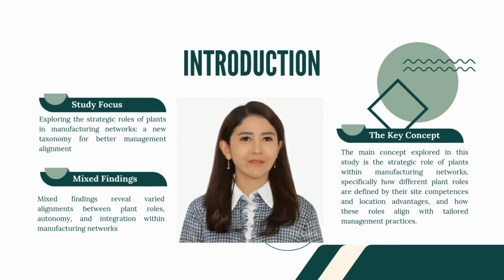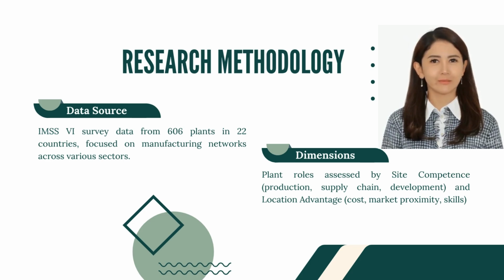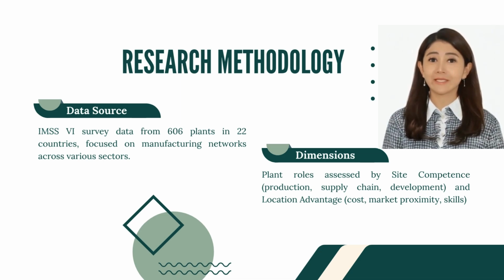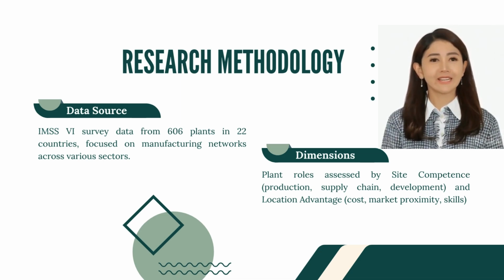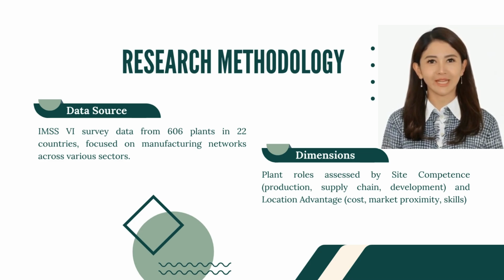Ching and Farouk update Firdau's model, classifying plants based on their capabilities and location. The study uses data from the 6th International Manufacturing Strategy Survey, IMSS CSCS, collected between June 2013 and June 2014. The final sample consists of 606 plants that identify as part of a manufacturing network from sectors like electronics, metal products, and transport equipment. The plant roles are assessed based on Firdau's two primary dimensions.